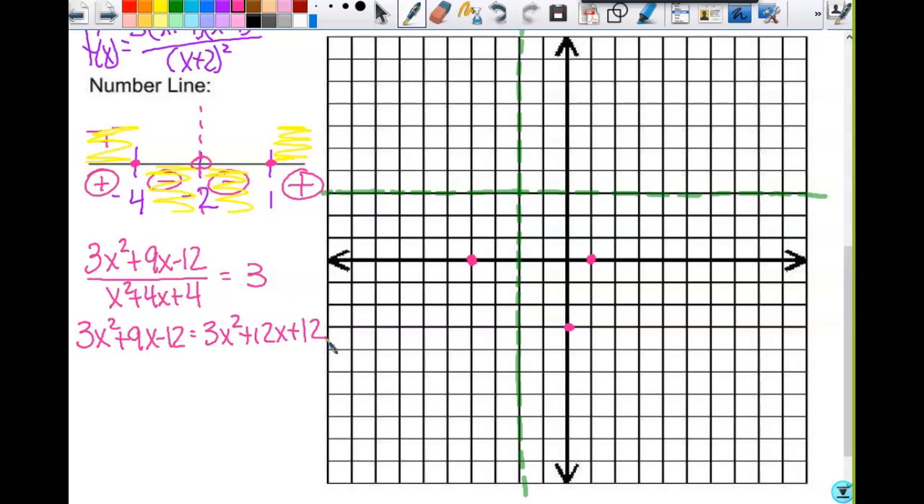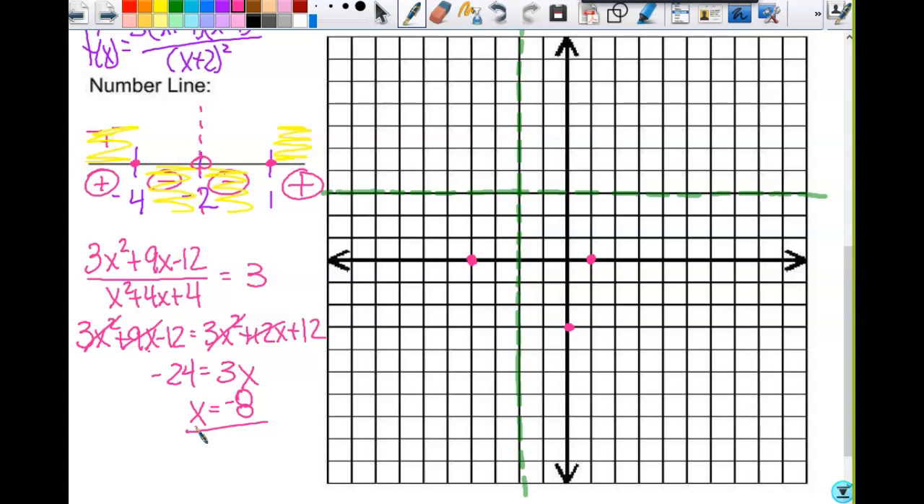So now I'm going to start to solve. I'm going to subtract 3x squared from both sides. They zero out. I'm going to subtract 9x from both sides so that I get a 3x over here. Right? And then I'm going to subtract 12 from both sides so I get a negative 24. So that means x equals negative 8.